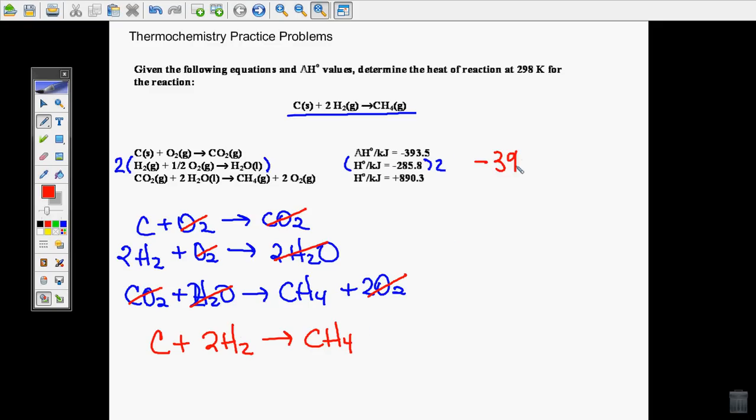Then I just have to do the same thing to my delta H. So I have 393.5 plus, that's a negative, so negative 571.6 plus 890.3. So I get 393.5 minus 571.6 plus 890.3, and I get negative 74.8 kilojoules. So this is my delta H.